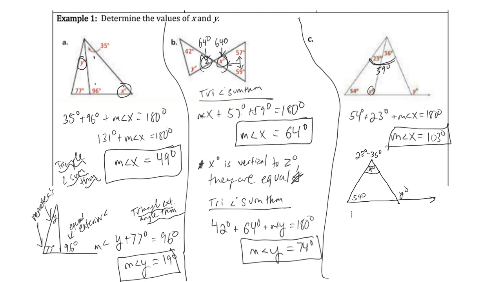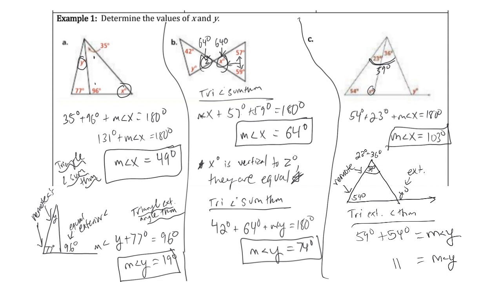Now using the triangle exterior angle theorem, we know that the two remote angles, these are remote angles, and this is our exterior, equal our exterior angle. So 59 degrees plus 54 degrees equals y degrees, the measure of angle y. So the measure of angle y is equal to 113 degrees.